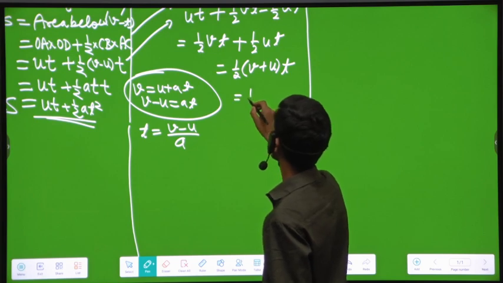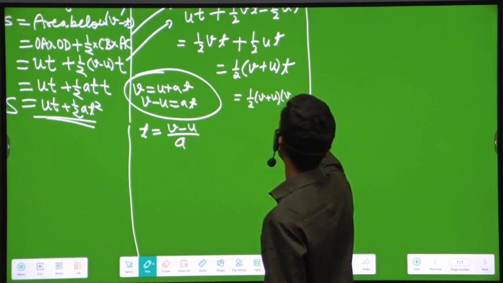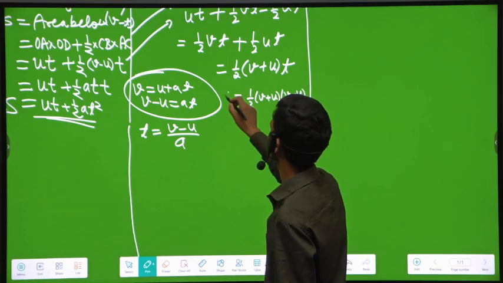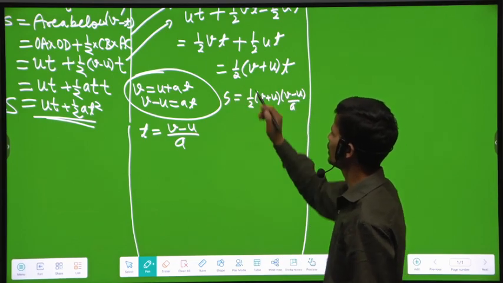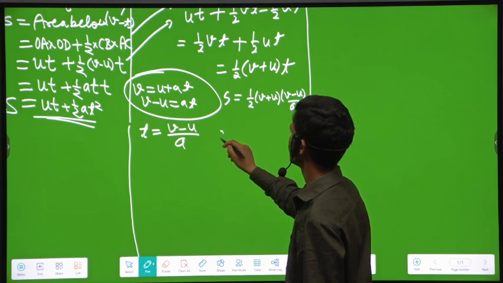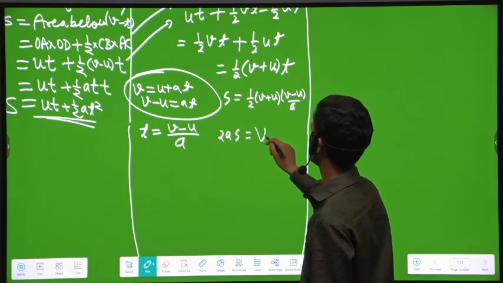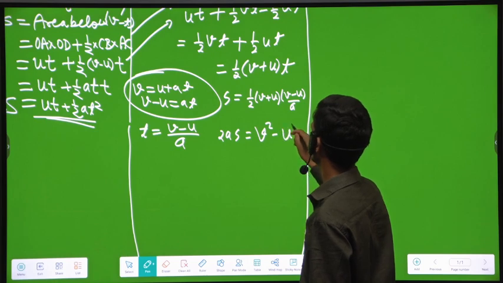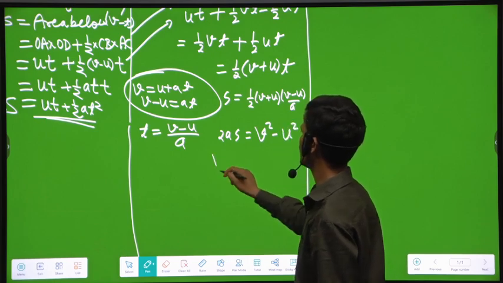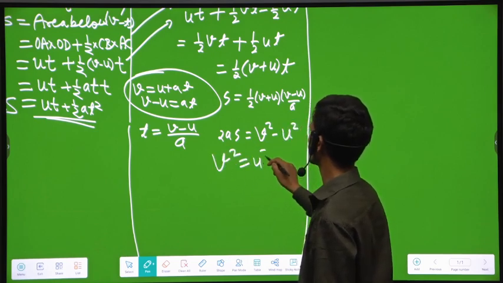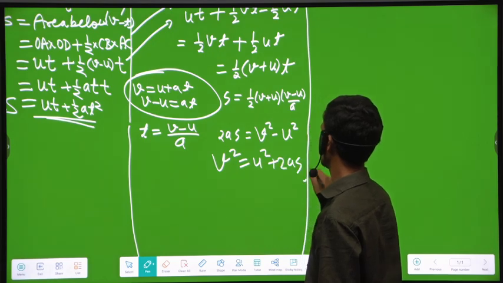So v plus u, (v minus u) by a. This is s. Now 2a will get multiplied there. So 2as is equal to (v plus u)(v minus u). So it is v square minus u square. And that's all. Finally, we can write v square equal to u square plus 2as.